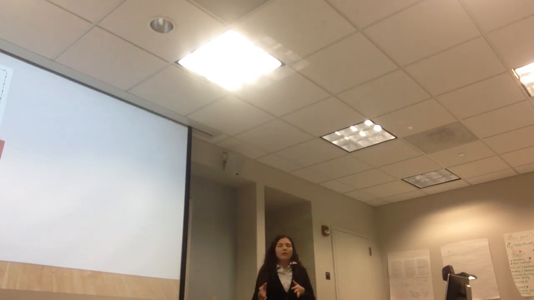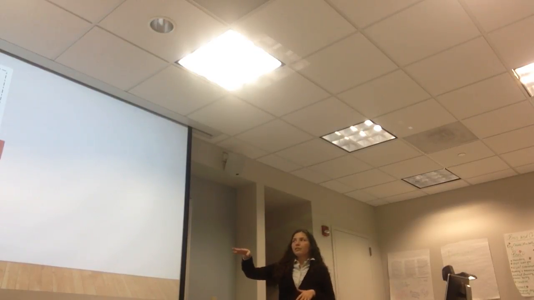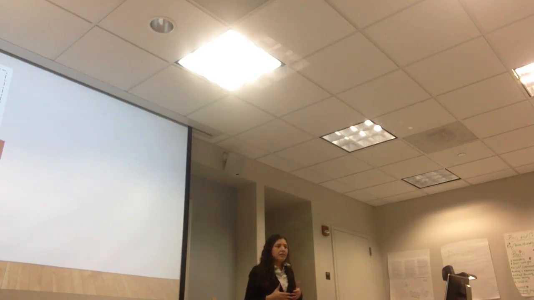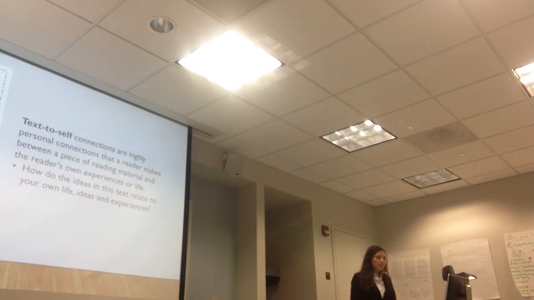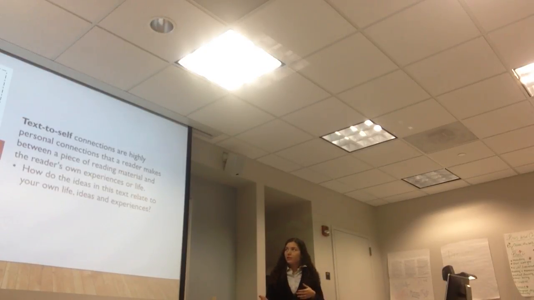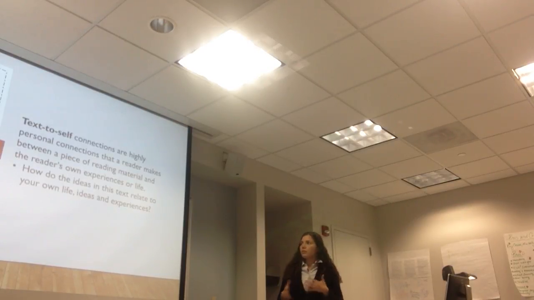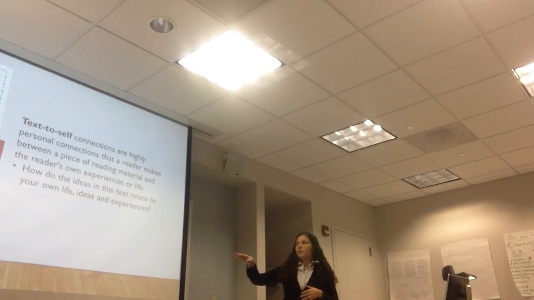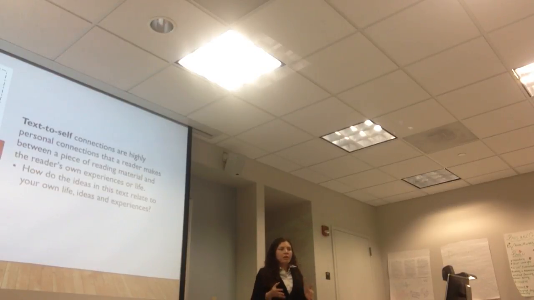So there are 3 ways to make connections to a text. And here we have examples: text to text, text to self, text to world. The reader's response lens is most similar to text to self. And what is text to self? This might be a review for some of you. It's highly personal connections a reader makes between a piece of reading material and their own life experience. And this is one question that's really good to think about when you're considering text to self: how do the ideas in this text relate to your own life, ideas and experiences? Reader's response lens is a lot like that, but a little bit deeper.